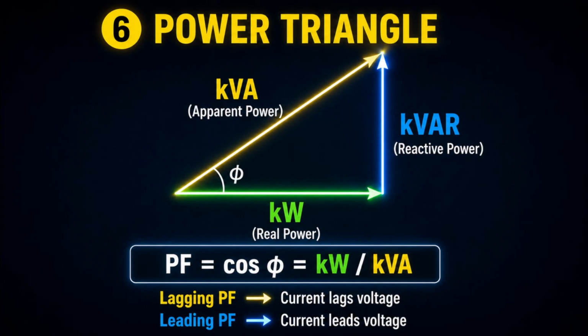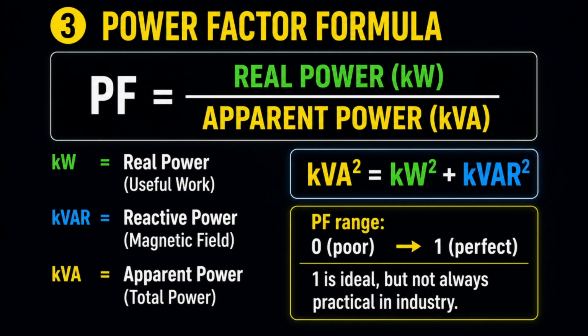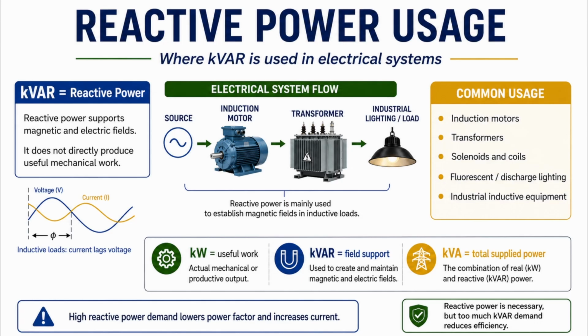Now, this total apparent power is related to two important components. First, we have real power, measured in kilowatts, or kW. This is the power that actually performs useful work, for example, turning a motor, producing heat, or operating electrical equipment. Then we have reactive power, measured in kVAR. Reactive power is associated with establishing the magnetic and electric fields required by equipment such as motors and transformers. And together, these are related to what we call apparent power, measured in kVA.